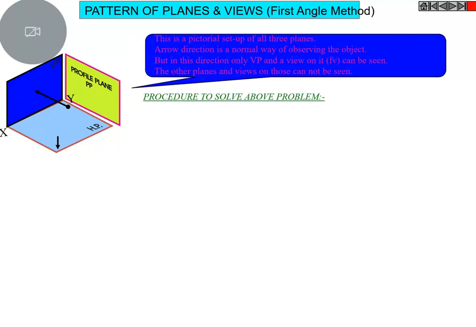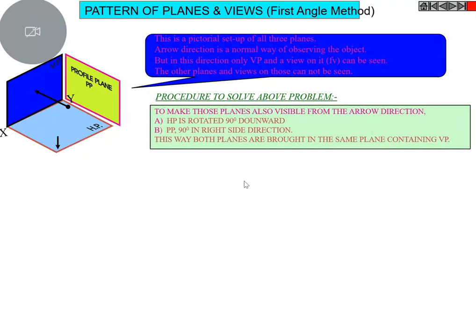So if you take first angle projection, what happens is there will be a horizontal and a vertical plane. In between the two entities, the point is placed, and the profile plane is placed at the side. So how to solve the problem?